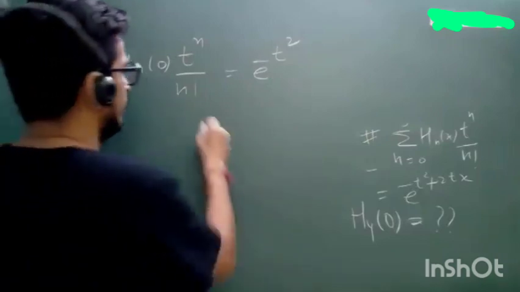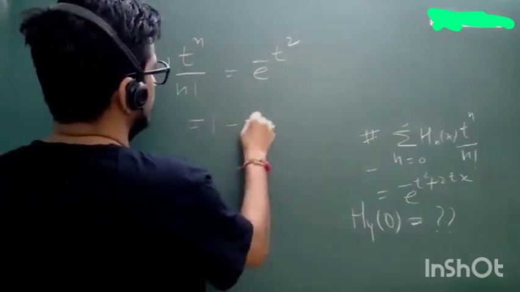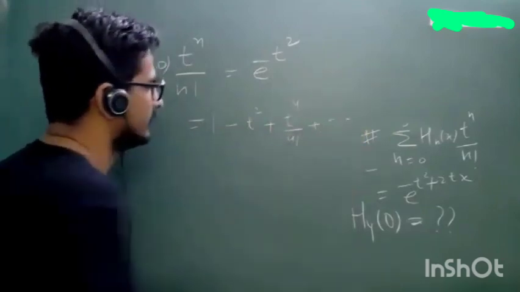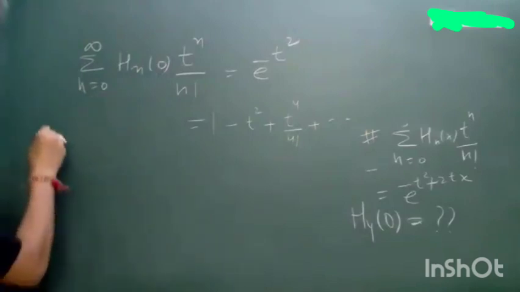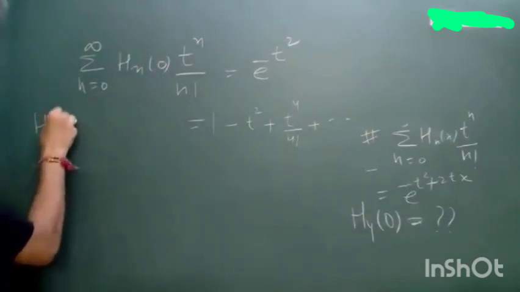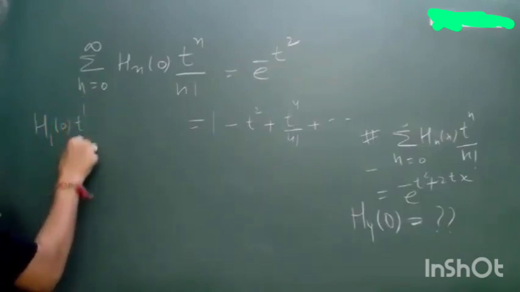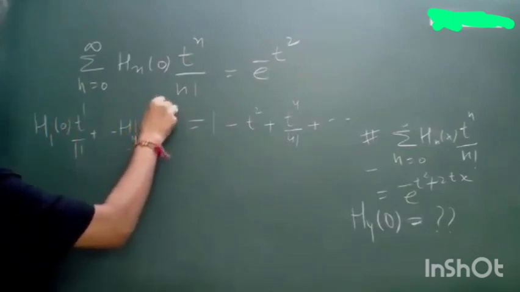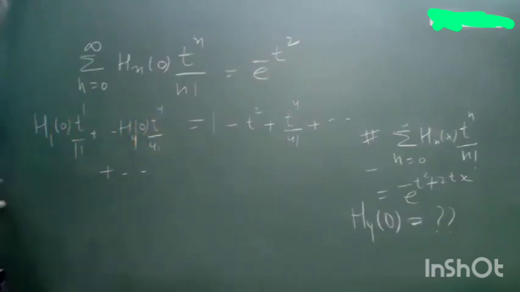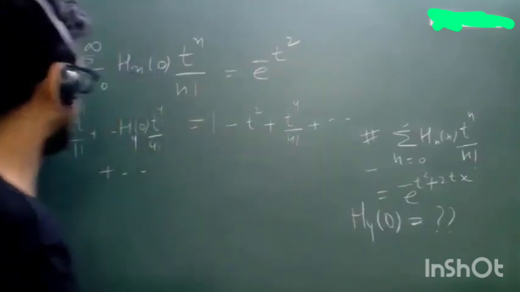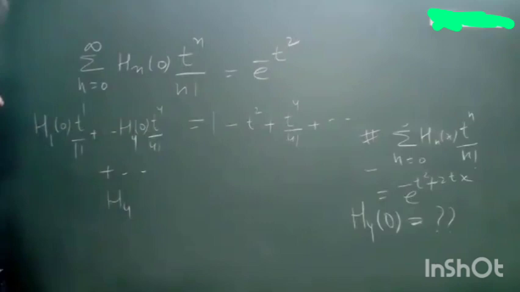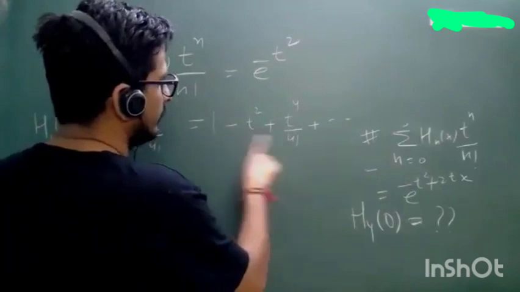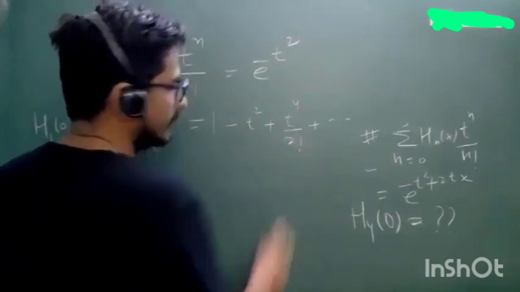Now open this, it will become 1 minus t square plus t to the power 4 by 4 factorial plus dash dash dash. And on this side if you write, you will get H_1(0) t to the power 1 by 1 factorial plus dash dash dash. Similarly H_4 will come, H_4(0) t to the power 4 by 4 factorial plus dash dash dash. Now compare the powers of t to the power 4. So you will get H_4, no, here it will be 1, here it will be 2 factorial. Correct?